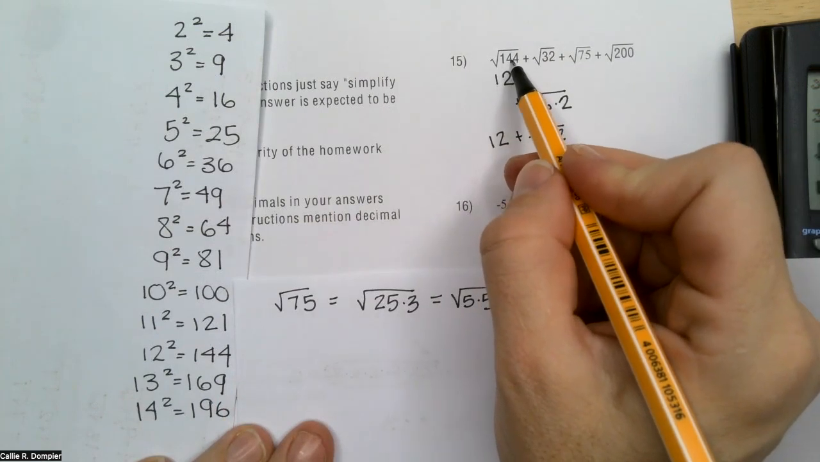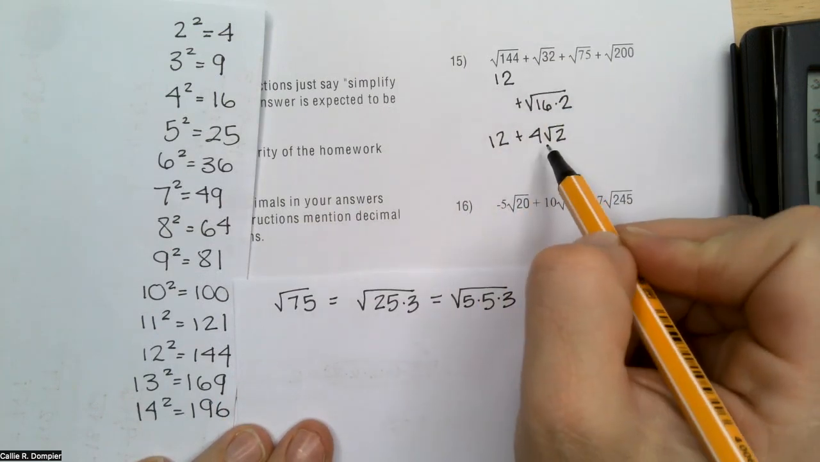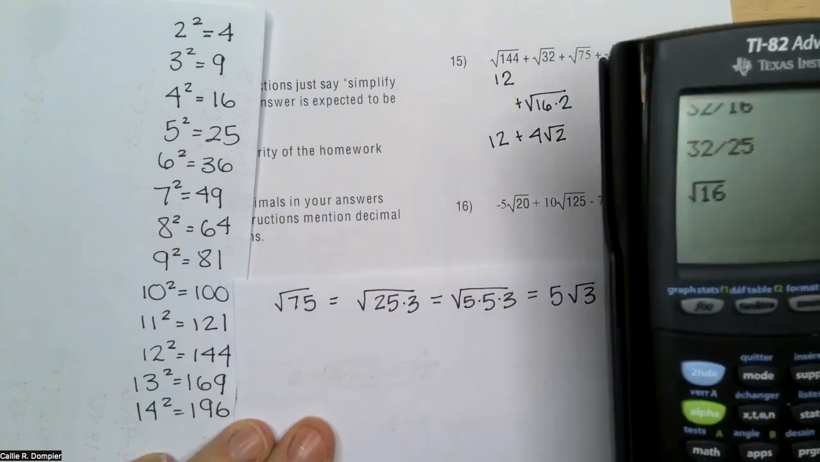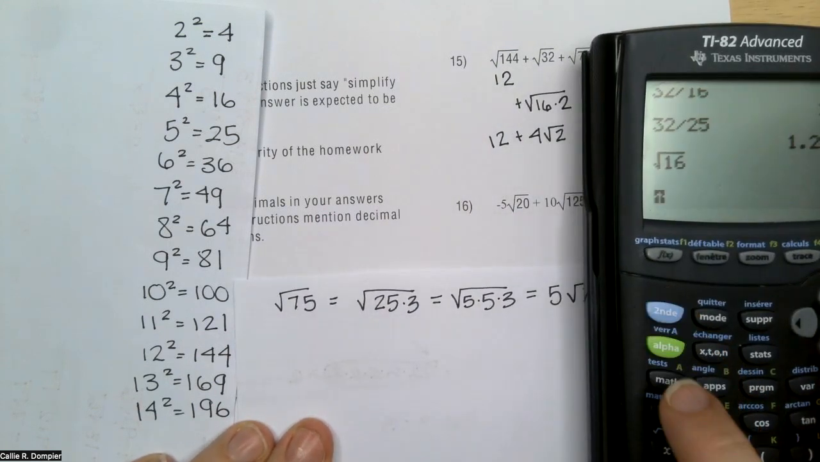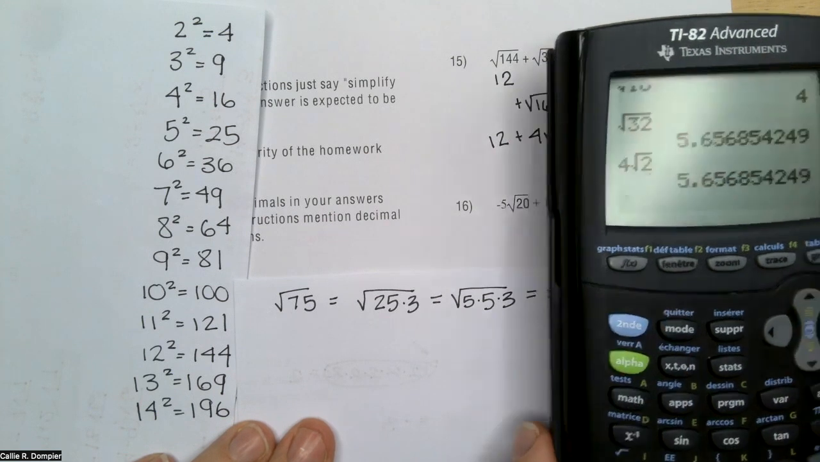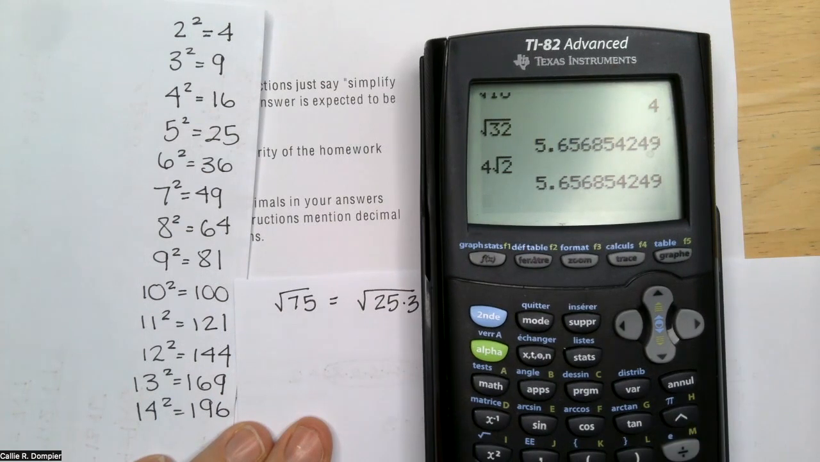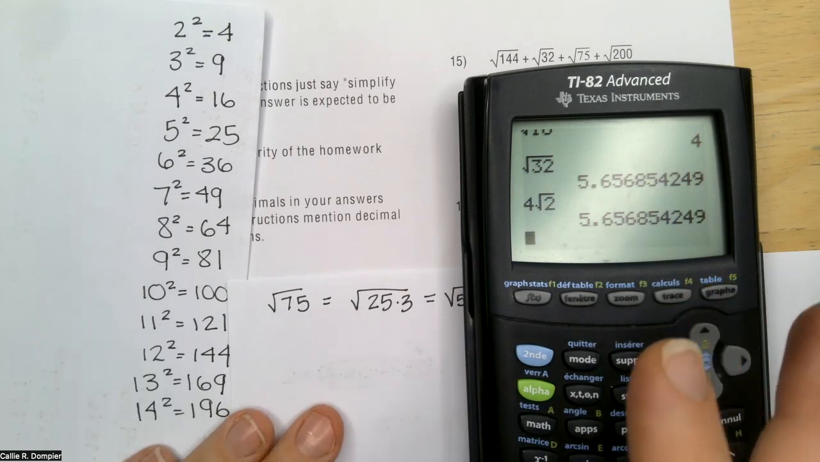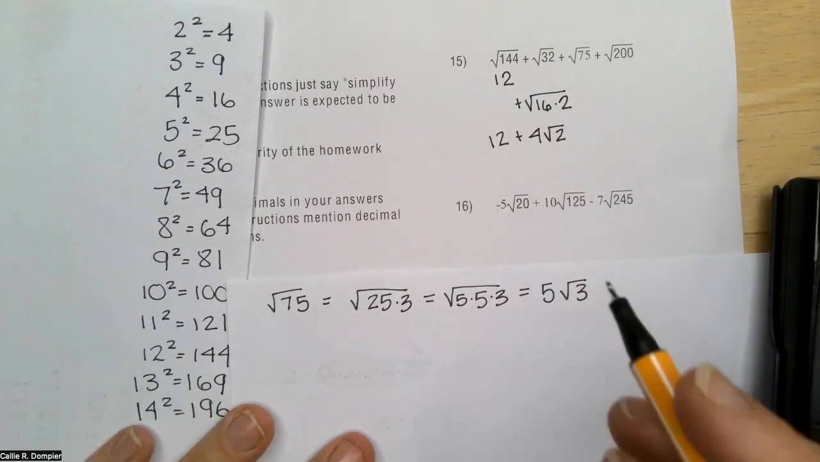So the square root of 144 became 12. The square root of 32 became 4 square root of 2. And you can check that, by the way. Square root of 32 is 5.6568. And then 4 times the square root of 2 is that exact same number. So that's a good way to check that you've simplified it correctly. You get the exact same decimal in your calculator.